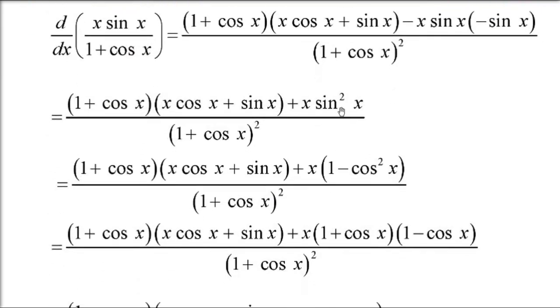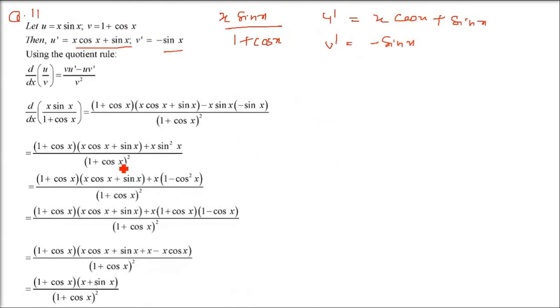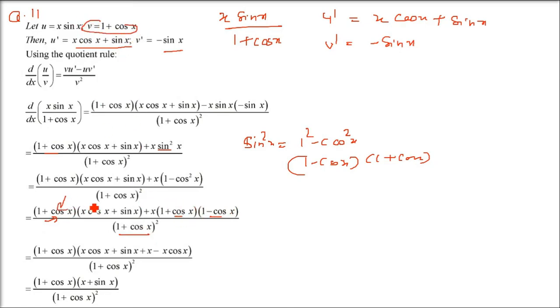Now what we'll do? See, sin square x we are going to write as 1 minus cos square x. We are noticing that this is 1 plus cos x. If I write sin square x as 1 minus cos square x, this is actually 1 square minus cos square x. So I can write it as 1 minus cos x into 1 plus cos x. So now this is x times 1 minus cos x into 1 plus cos x. You can take 1 plus cos x common from here. But let me tell you, the R.D. Sharma answer is different. If I take 1 plus cos x common, it will be cancelled by the denominator. You can cancel it.